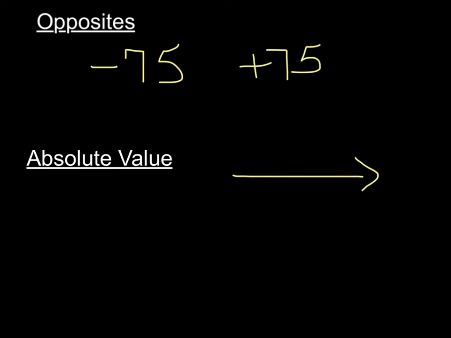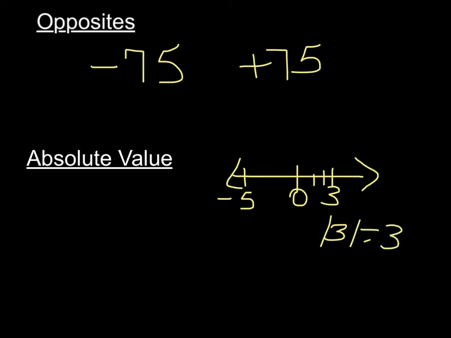Even if you have a number line, and here is 0, if we put 3 right here and -5 right here, the absolute value of 3 is 3 because it's distance from 0. It is 3 units from 0. Okay, the absolute value of -5.